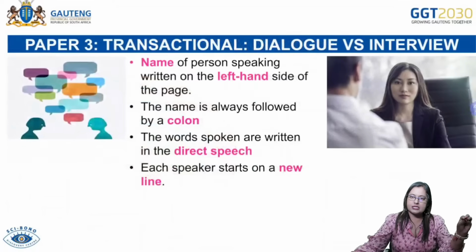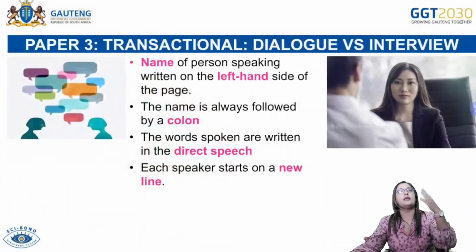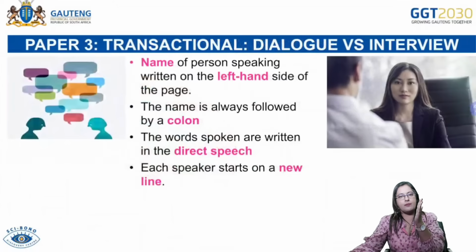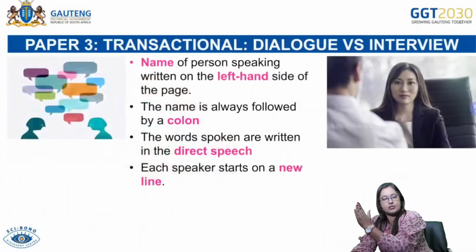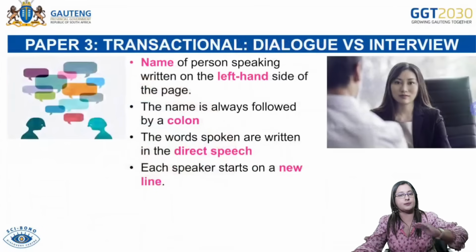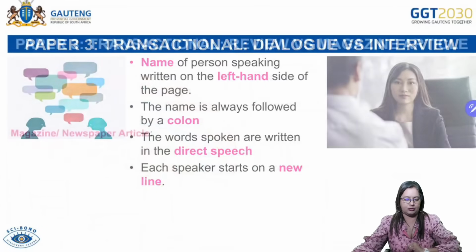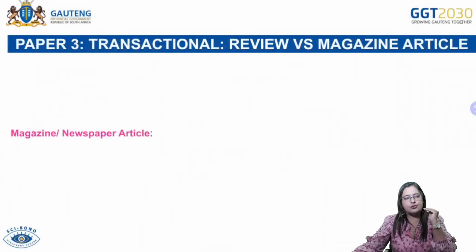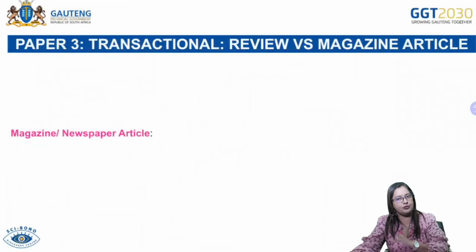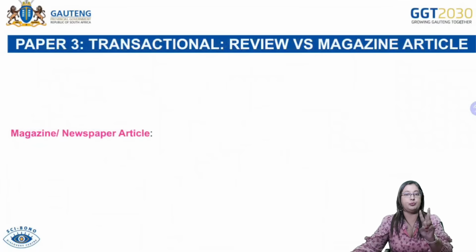Remember, the name of the person who is speaking must be written on the left hand side of the page. Then you've got the two dots, which is the colon. All right. And then from thereafter, all the words going to the next part will be the direct speech or the actual words that that particular person is saying. All right. And then you leave a line, and then the next person's information is included. Okay. So please remember, an interview would have an interviewer and an interviewee. All right. So there's two people involved.